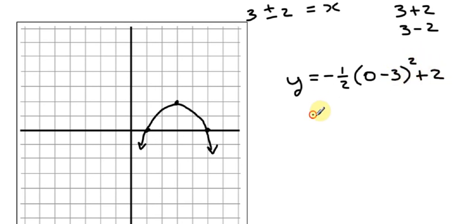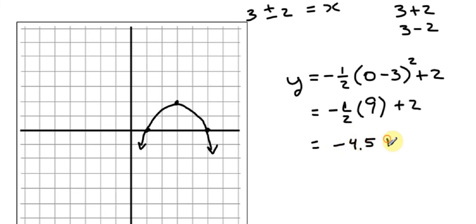Now, if I just work that out, this is going to be negative 1/2 times, now this is negative 3 squared, so that's going to be 9, plus 2. Probably easier if I just change this to a decimal. Negative 1/2 times 9 is negative 4.5, plus 2. So I've got the y-intercept now at negative 2.5. That just tells me I want to be crossing down here at negative 2.5. So the graph actually goes a little bit wider than I had drawn it there.